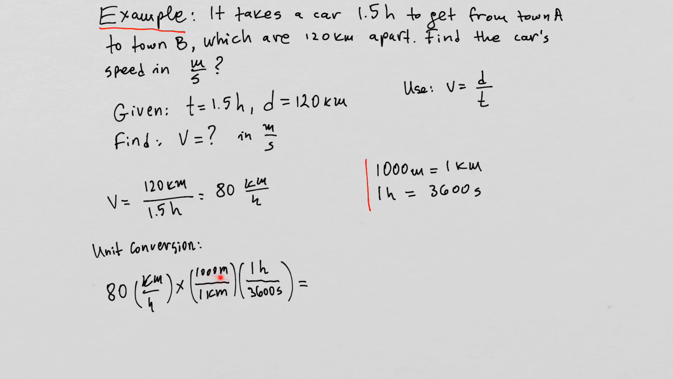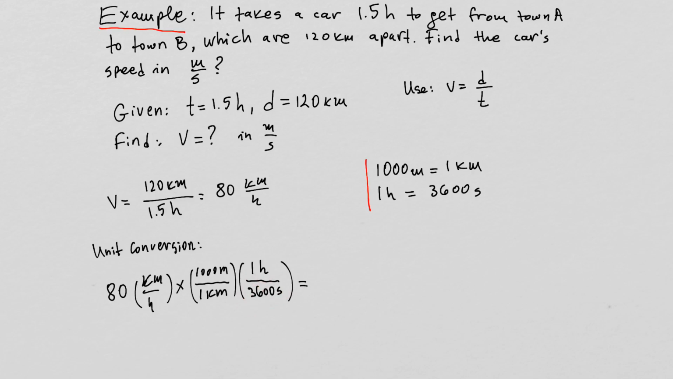So 1,000 meters divided by 1 kilometer. Then the second conversion factor converts hours into seconds. Since the old units are hours and they are in the denominator, I have them in the conversion factor in the numerator, and the new units, which are seconds, will be in the denominator. And so the ratio here is 1 hour divided by 3,600 seconds.